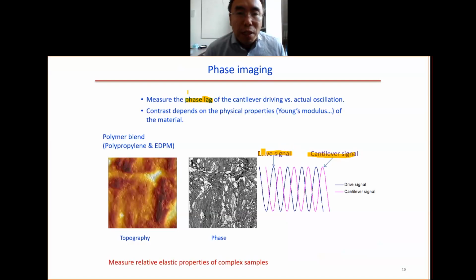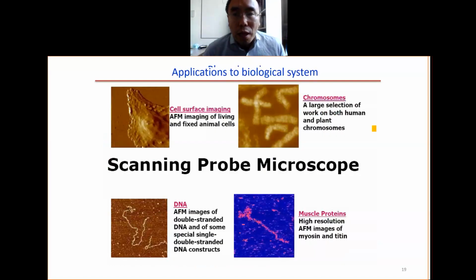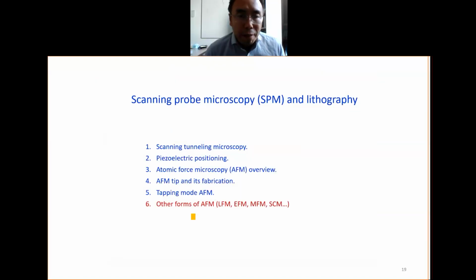This determines whether the sample is soft or hard. For a soft material, there will be more lag. For a hard material, there will be less phase lag. This way, you can tell the hardness of the material, the Young's modulus of the material. For the AFM, we know that it can operate in a liquid. It's good for biological imaging, such as cells, chromosomes, proteins, and DNA.